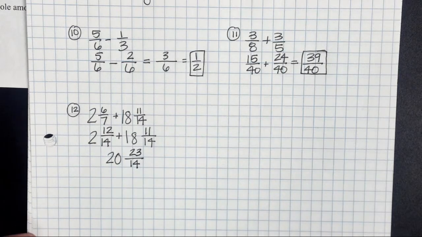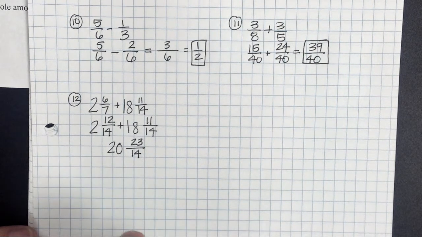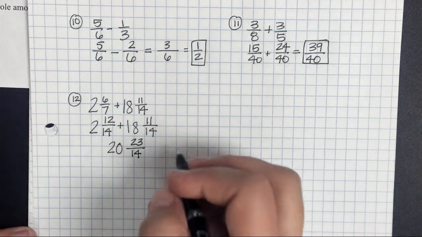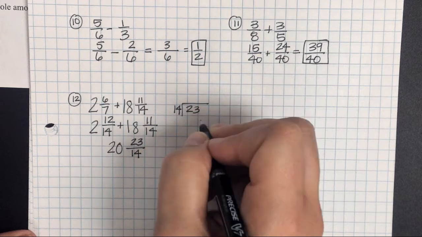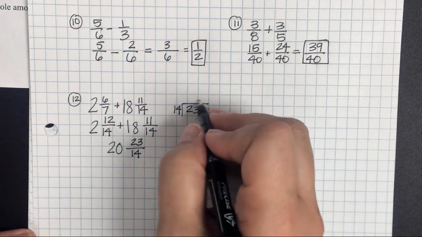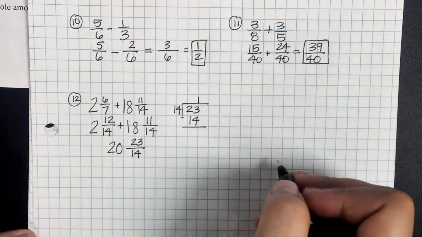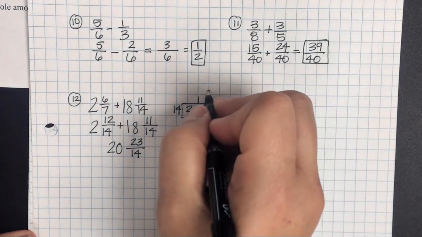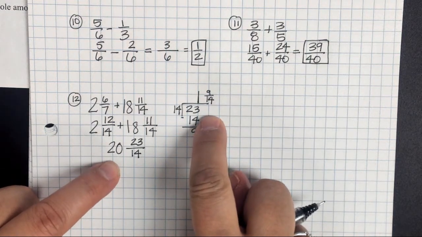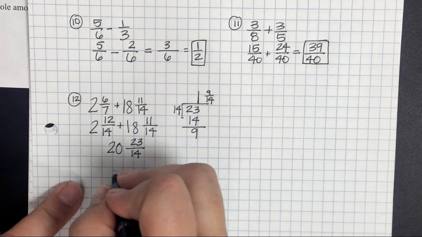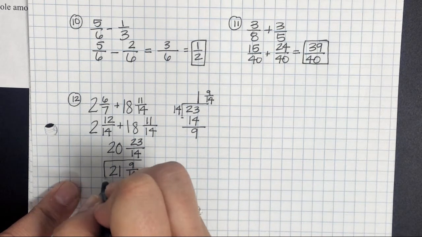Now we have one of those messy fractions, because we have a mixed number and it's improper. So let's change this one. 23 divided by 14. That will go how many times? One time. And we have what left over? 9. And that would become 9 over 14. So we're going to add that to what we already have. So our final answer should be 21 and 9 over 14.